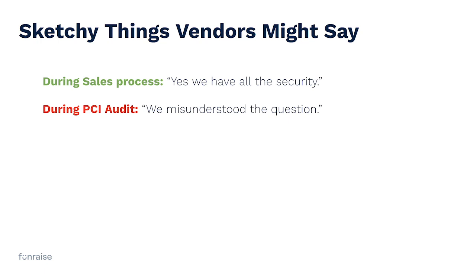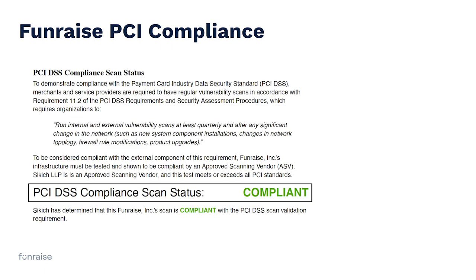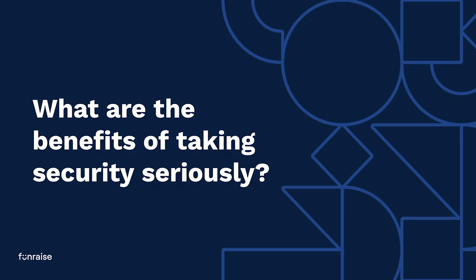So get it in writing. You should be able to validate these things, check them, ask for something like this. At Funraise, if you ask if we're PCI compliant, we can give you a document that says we're compliant. And we can tell you who our QSA is, who's done our audits, and who does our quarterly vulnerability scans and so on.